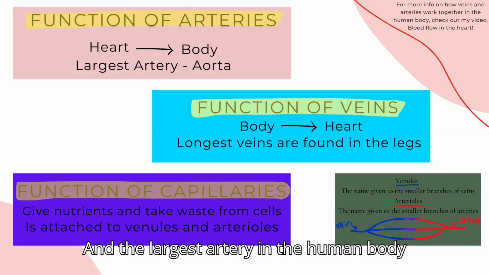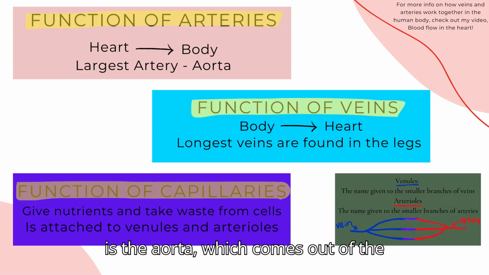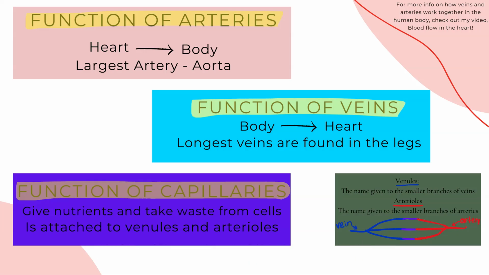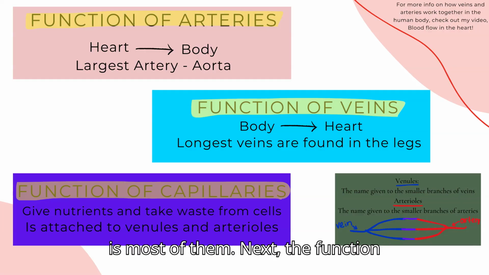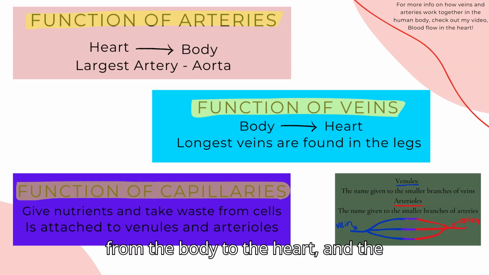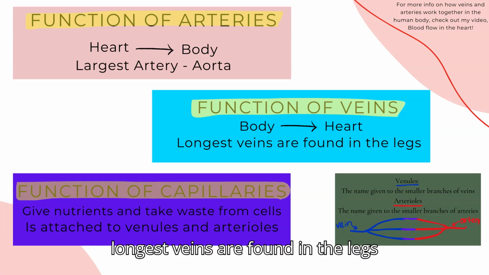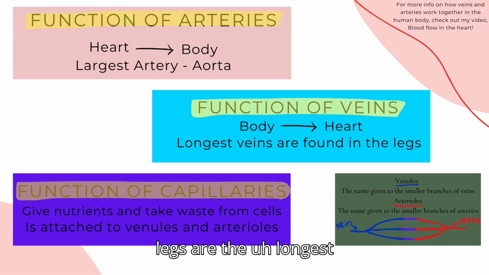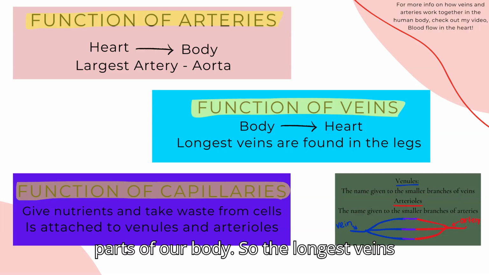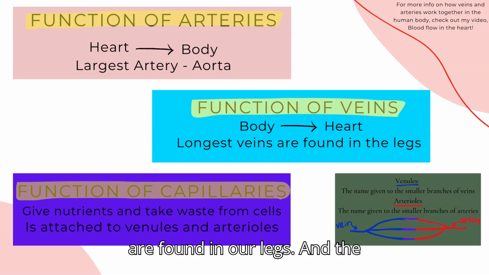The largest artery in the human body is the aorta, which comes out of the heart at the top, and it goes downward to give blood to all of the tissues and organs lower than the heart, which is most of them. Next, the function of the veins is to take all the blood from the body to the heart, and the longest veins are found in the legs, which makes sense since the legs are the longest parts of our body.